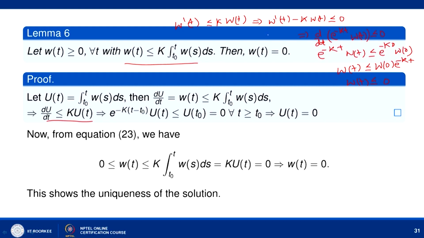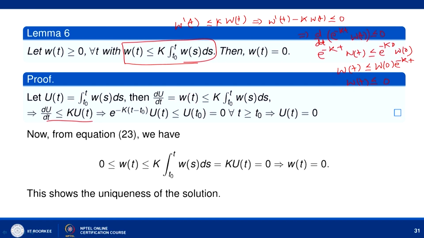So, either you, but the problem is that I cannot use this. Why? Because I cannot differentiate this directly. So, to avoid this direct differentiation, let us assume this right hand side as a new function u(t). So, let u(t) be the integral from t naught to t of W(s) ds. Then we can differentiate this and find du/dt as W(t).